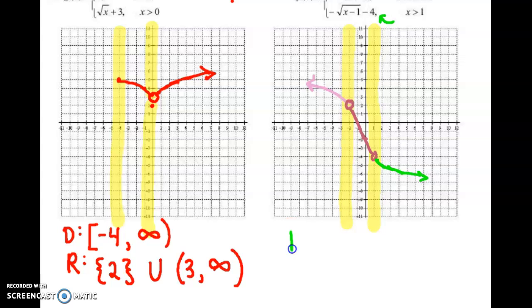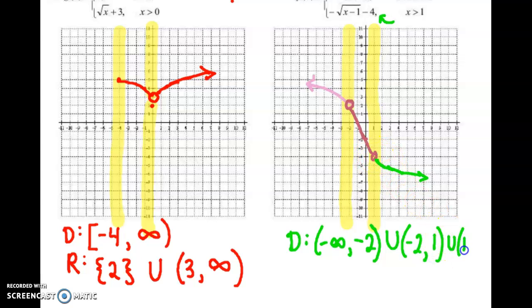So let's talk about the domain. Well, domain is left to right. It does go infinitely to the left until you get to -2. It does not equal -2, so we put a parenthesis right there, and it jumps on the other side. So that union symbol, which means or, from -2 until we get to 1, because we have a hole right here, or, I'm trying to squeeze it in, 1 to infinity, because it does go infinitely to the right.